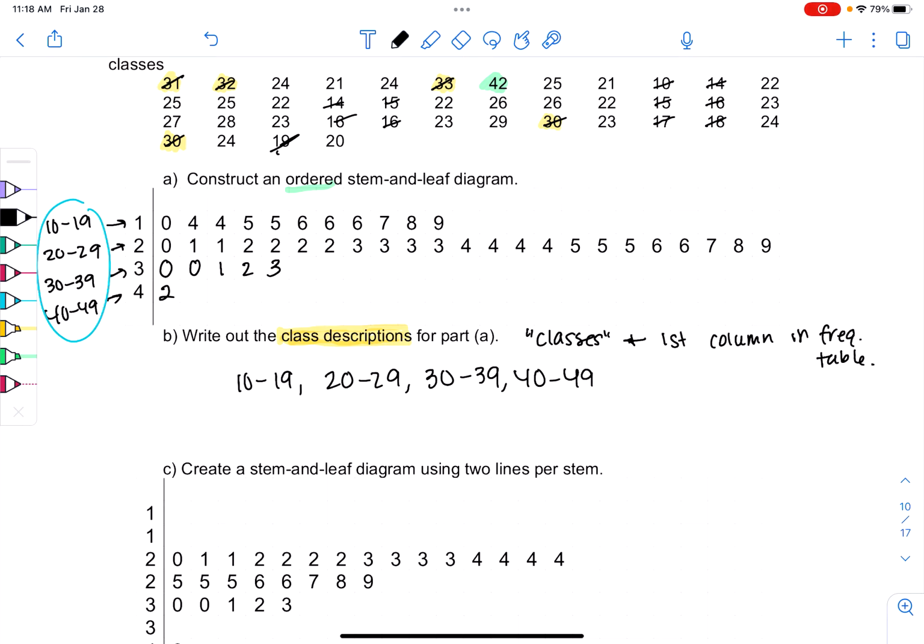And notice they're all the same size. 10 through 19, 20 through 29. We couldn't do like 20 through 25. They should be the same size.